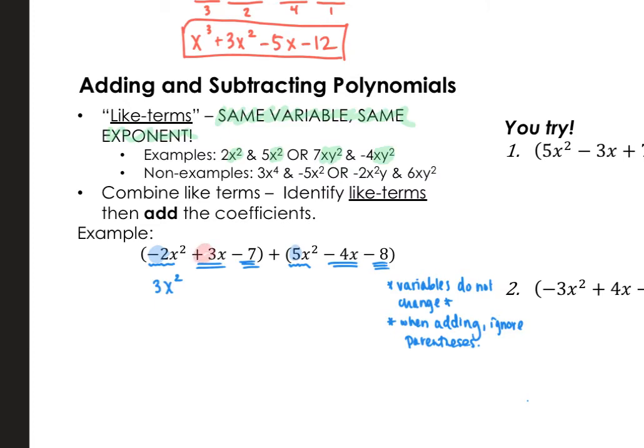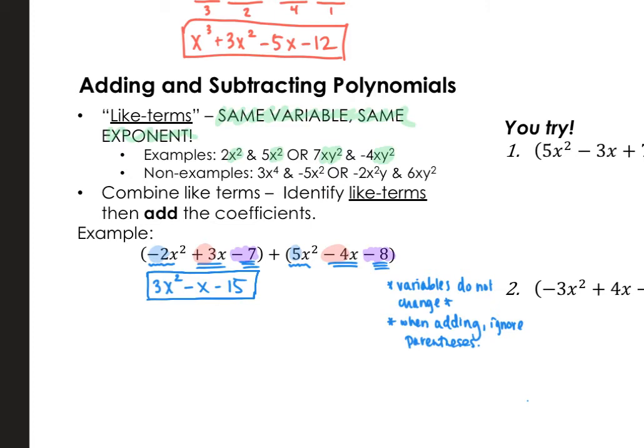The next pair of like terms, I have 3x and negative 4x. So 3 plus negative 4 is negative 1x, or you could just write minus x. And then lastly, I have a negative 7, my constant term, and negative 8. So when we combine those together, we get negative 15, so minus 15. And if you notice, when I was writing this, I went ahead and started with the highest degree exponent so I could write it in standard form without having to rewrite it. So that's written in standard form. We can box it. That's our final answer.